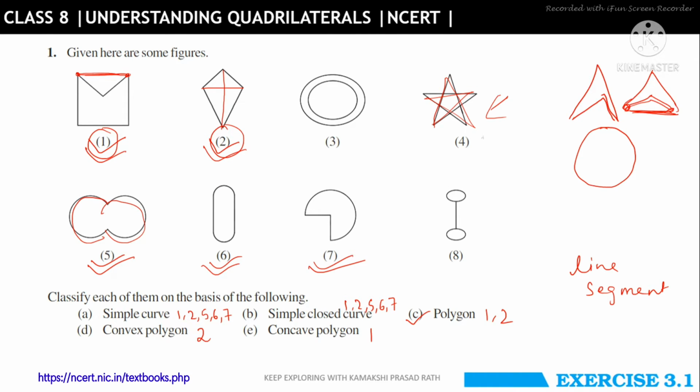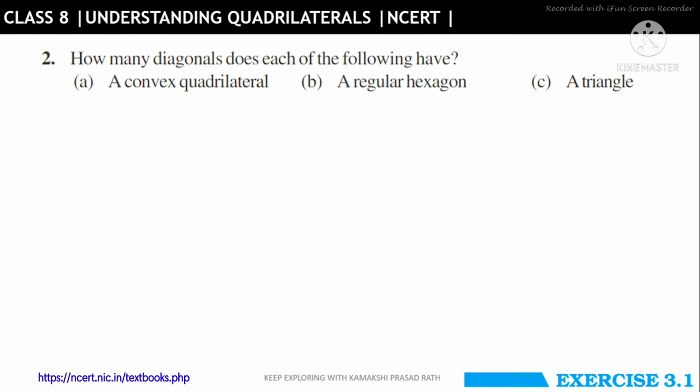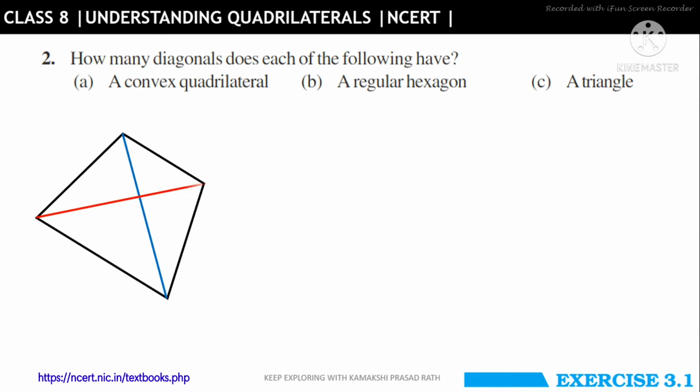Now moving on to question number 2. How many diagonals does each of the following have? A convex quadrilateral, a regular hexagon and a triangle. First let's see a convex quadrilateral. When we say convex quadrilateral, we know a quadrilateral has 4 sides. So we have taken a convex quadrilateral and how many diagonals? You can see here number 1 and 2. So in total there are 2 diagonals in a convex quadrilateral.